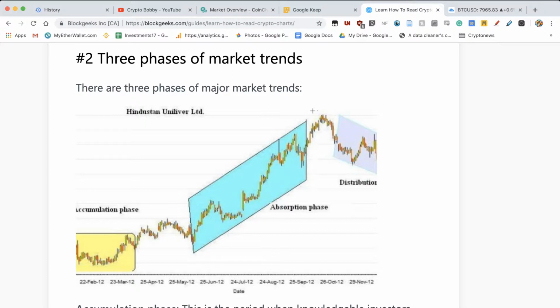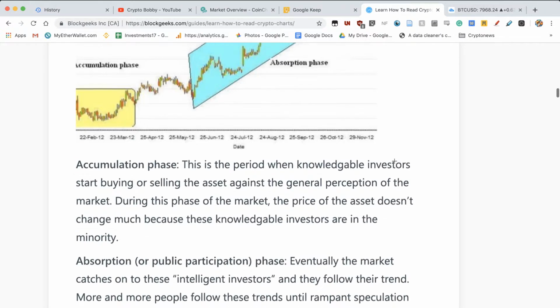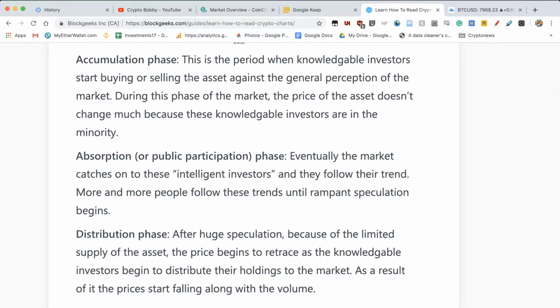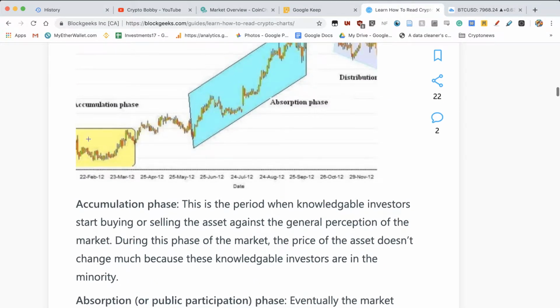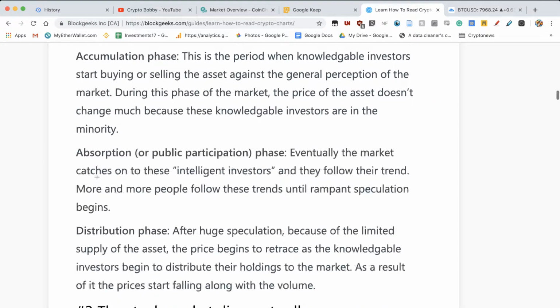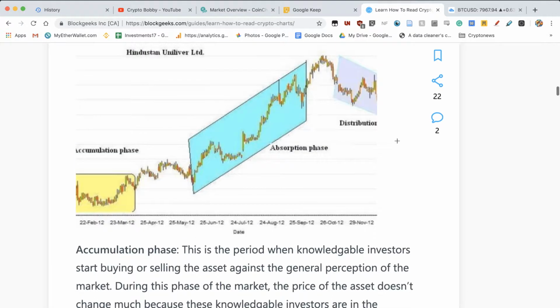And then after this absorption phase, you've got the distribution phase, where traders or long-term investors start taking profit and the price starts going down. So accumulation phase, this is the period when knowledgeable investors start buying or selling. This would be buying the dip, early investors. Absorption phase, eventually the market catches on to these intelligent investors. So this would be more like the FOMO phase.